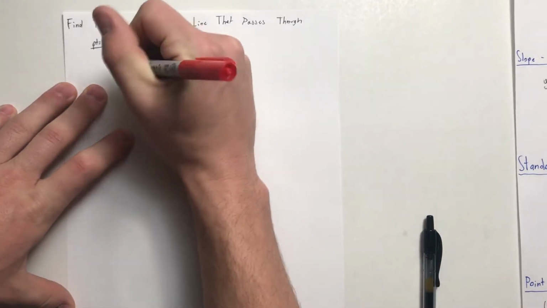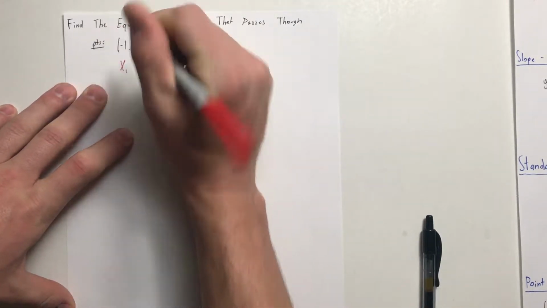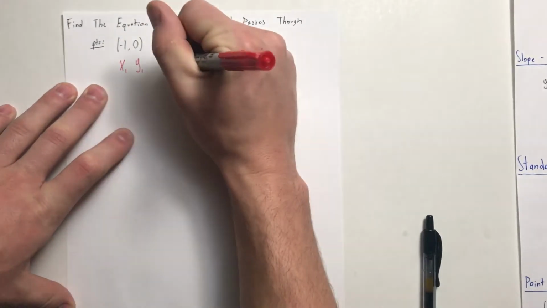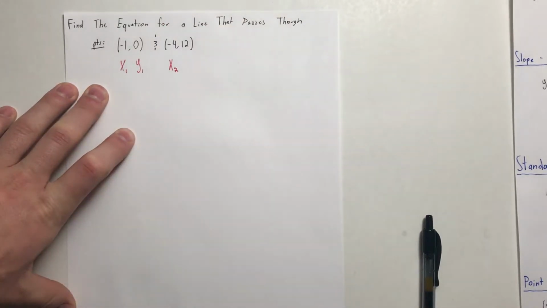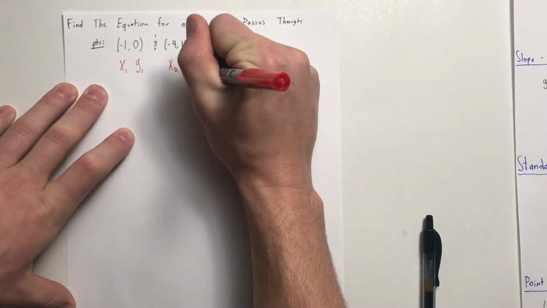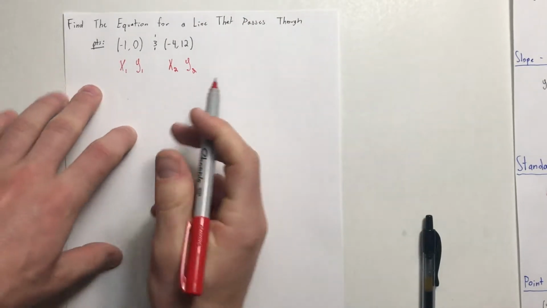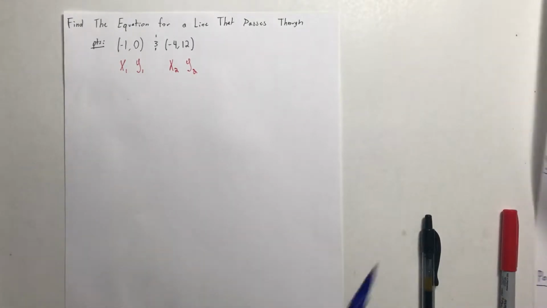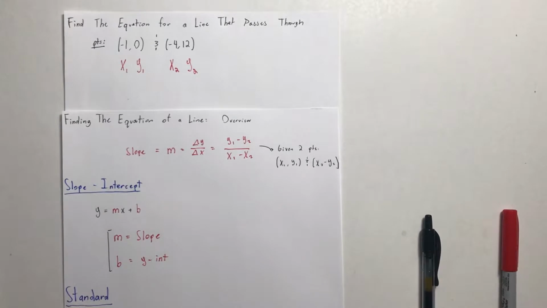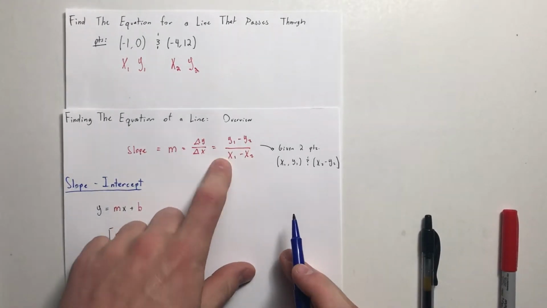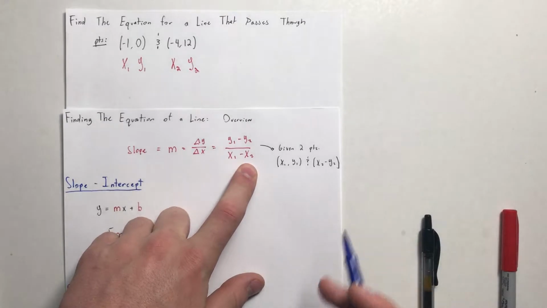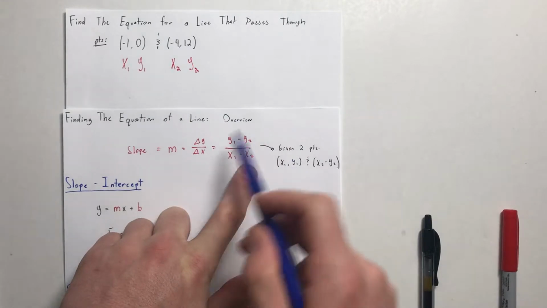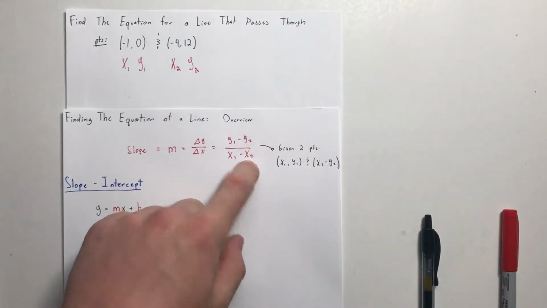But let's just say that this -1 is going to be our x1, and this 0 is going to be our y1. This -4 is going to be our x2, and this 12 is going to be our y2. The reason why I labeled this is because, going back to the earlier video, we know that our equation for slope is y1 minus y2 over x1 minus x2. So labeling your points when you first start out on the problem will help you keep these terms straight.